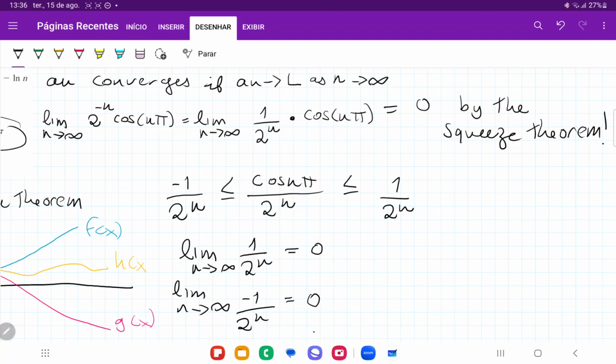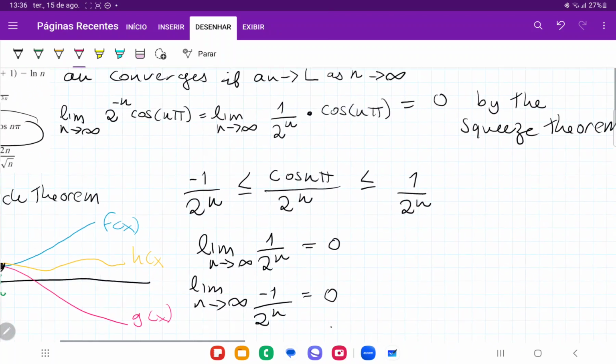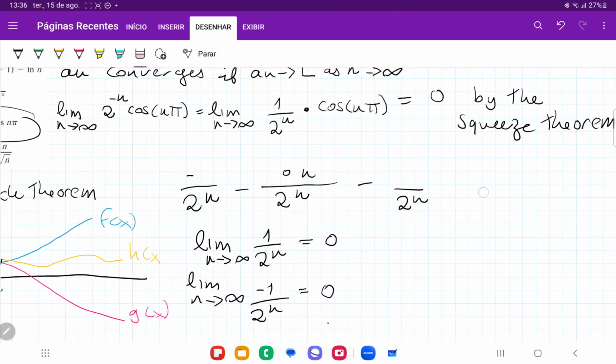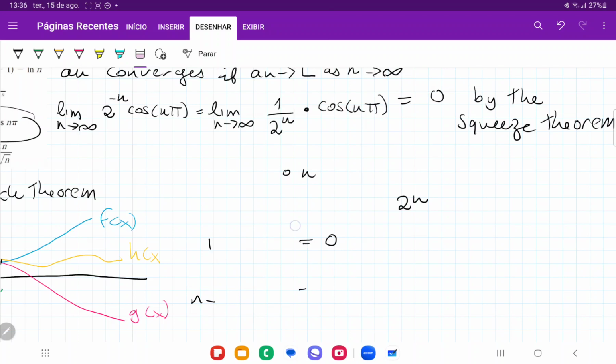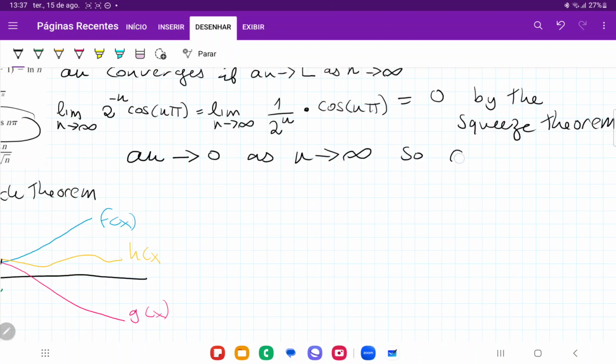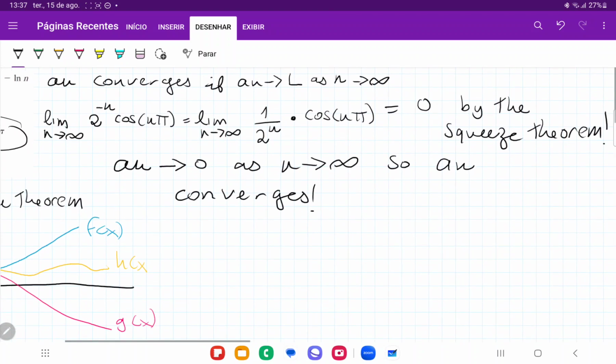And so if this limit is equal to 0, we can say that a_n tends to 0 as n gets large, so a_n converges because it does have a limit, right? It does tend to 0. And so we have proved this using the squeeze theorem.